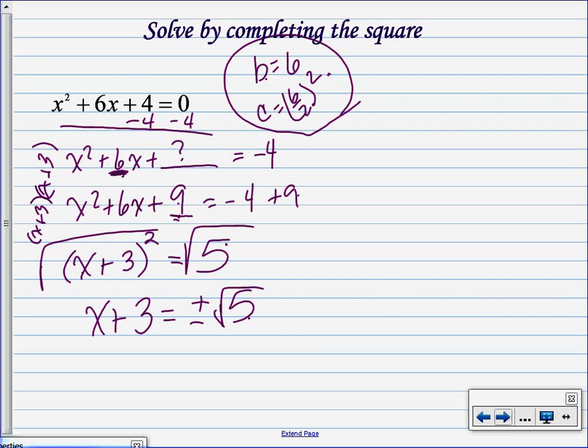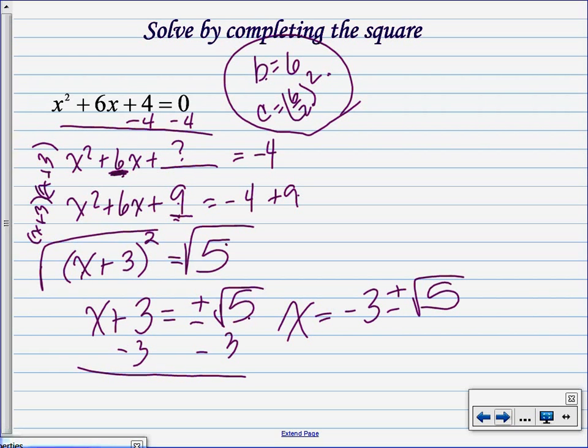Okay? So then I subtract 3. X equals minus 3 plus or minus the square root of 5. That's it. Because I can't add 3 and the square root of 5 together. Right? I can't add 3 and the square root of 5 because the square root of 5 is inside the square root and the 3 is not. Correct. I can't simplify, yes.